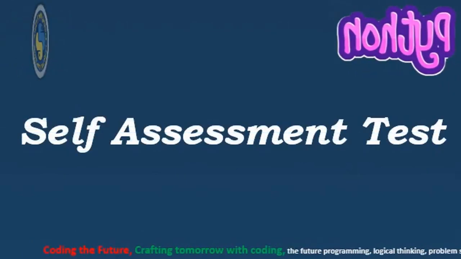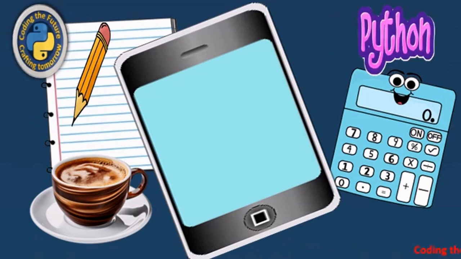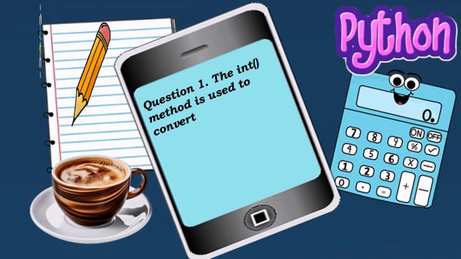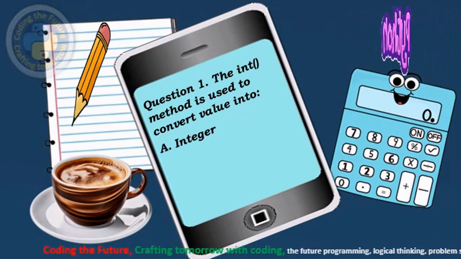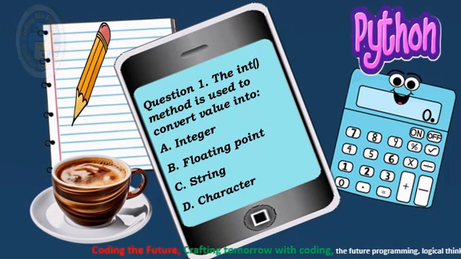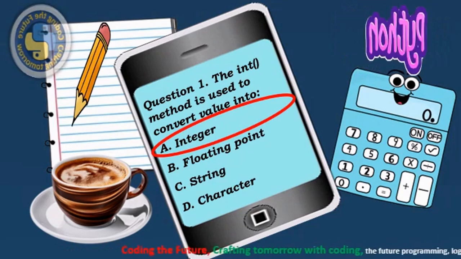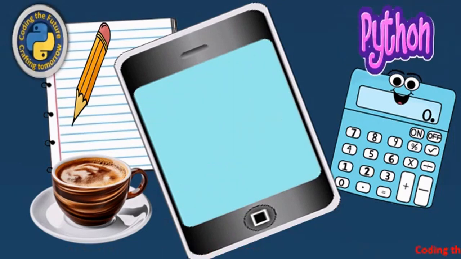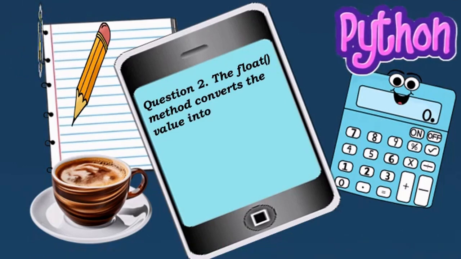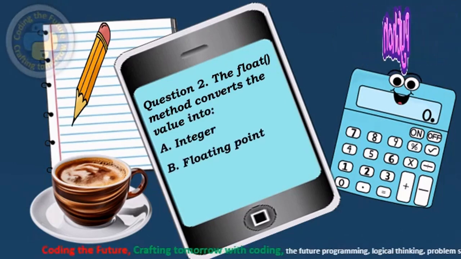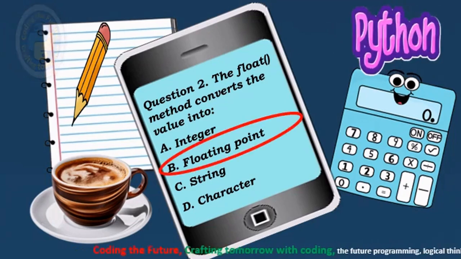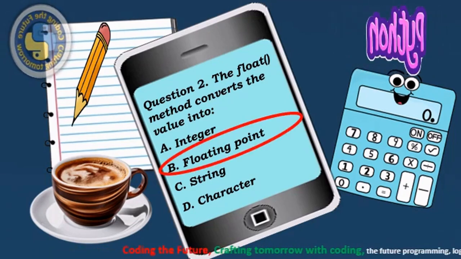It's time for the self-assessment test. Question number 1. The int method is used to convert value into a integer, b floating point, c string, d character. The correct option is a, integer. Question number 2. The float method converts the value into a integer, b floating point, c string, d character. The correct option is option B, floating point.